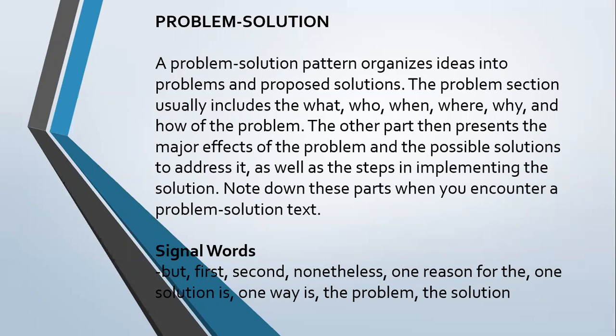Okay, the signal words are but, first, second, nonetheless, one reason for the, one solution is, one way is, the problem, the solution. So in problem solution, you need to start with the negative and then proceed with the positive. So you need to start with what's the problem? What's the thing that is being presented negatively and which needs a solution, how to address the problem.